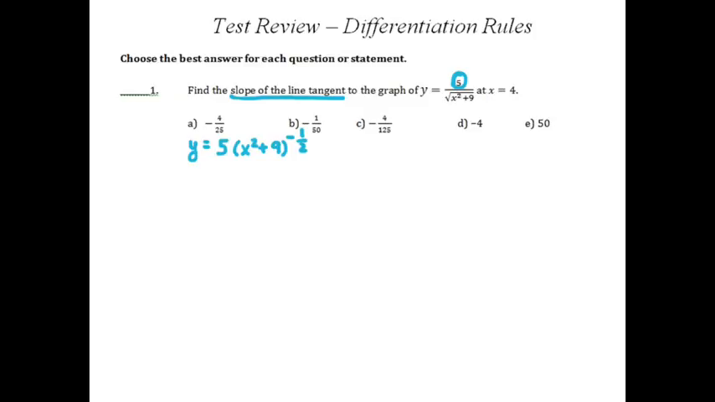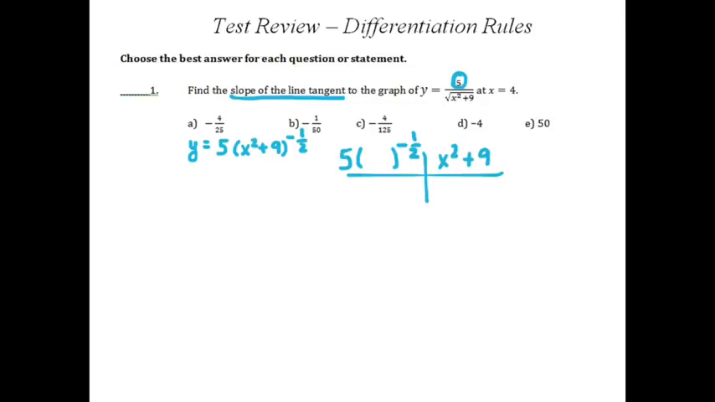Now in this form, hopefully you can see that all we need to do is employ the chain rule. I have 2 layers to this chain rule. I have the negative 1/2 power on the outside, x squared plus 9 on the inside. So I'm going to set up the chain rule chart, and we have 5 times something to the negative 1/2, and then that something is x squared plus 9.